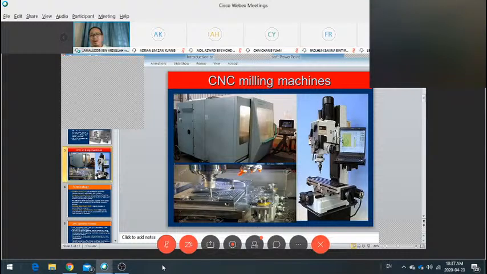This is a very simple one. It doesn't have all this enclosure and all these things. This is a very simple milling machine. Most likely this is only three axes. We have X movement, Y, and the Z. So this most likely is only three axes.